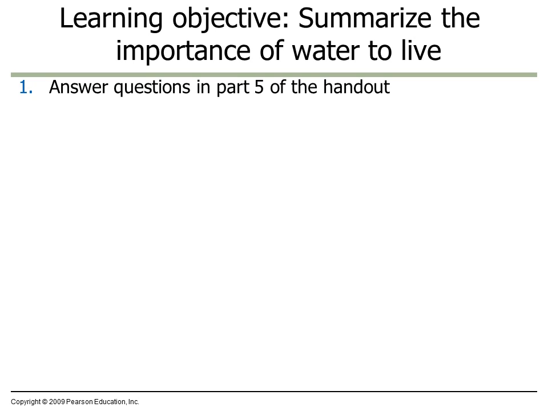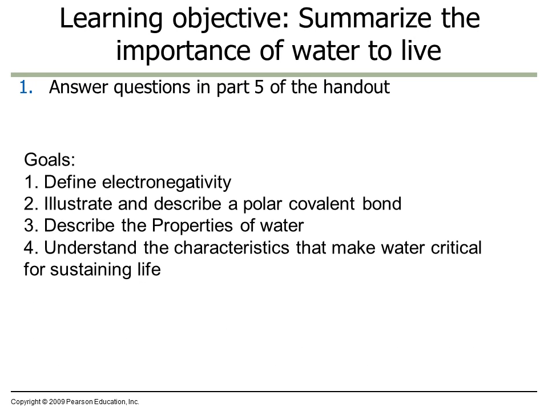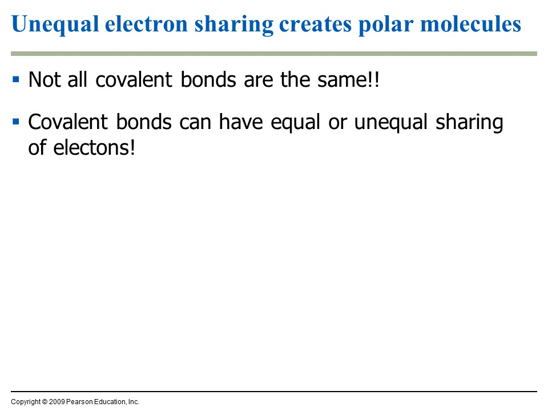So what I want to do during this chat is to summarize the importance of water to life. It says live up there, should say life. What you want to do is be able to answer the questions in part 5 of the handout. We're going to focus on defining this term electronegativity, illustrate and describe a polar covalent bond, describe the properties of water, and just understand the characteristics that make water critical for sustaining life.